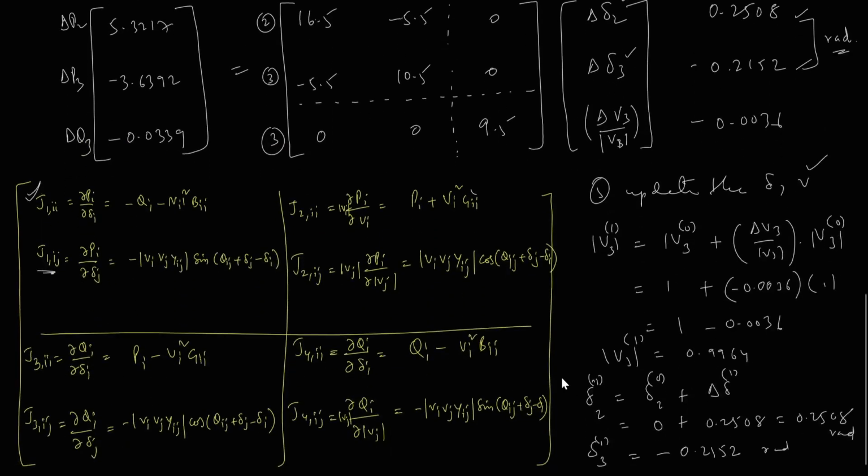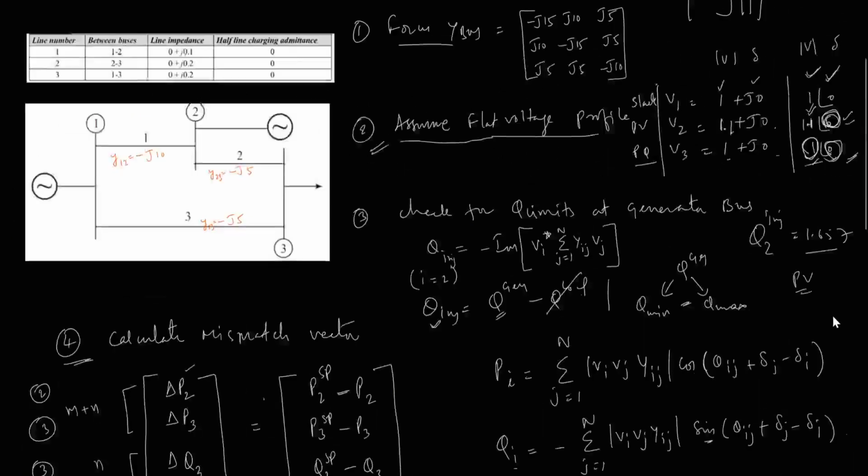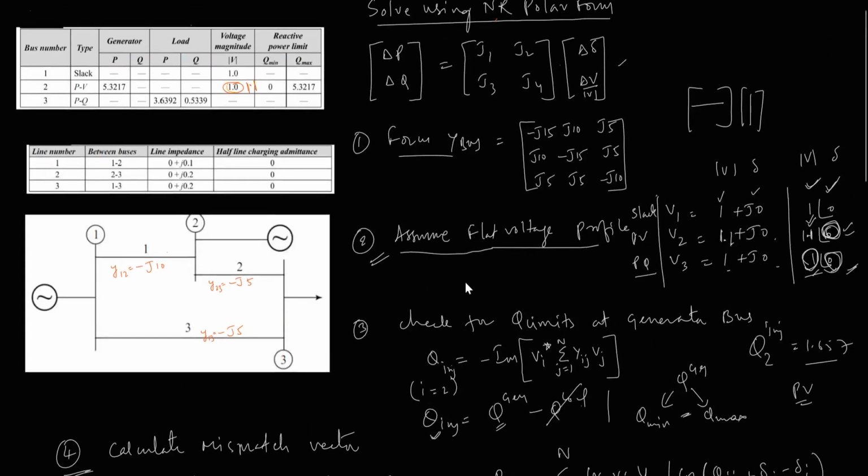Now we have got the voltage magnitude and angles, and now we have to begin a new iteration with these values. So let me calculate, okay, what will be the rectangular form now?